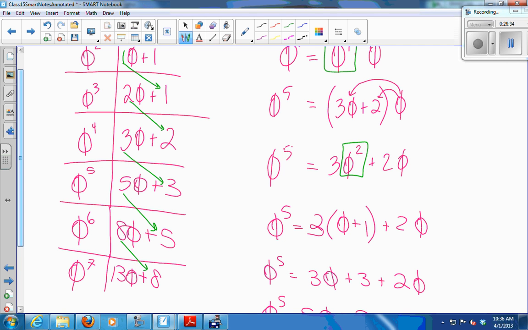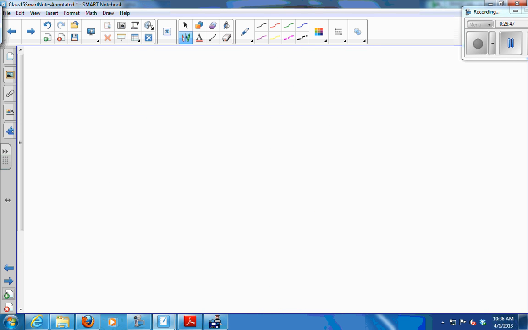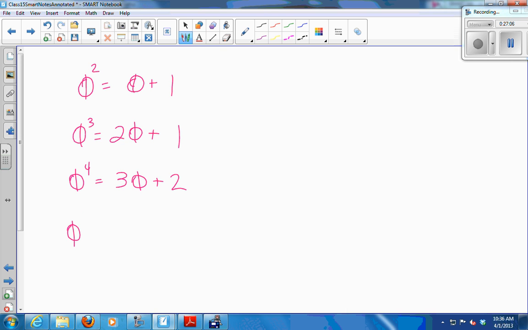I told you you would get sick of me showing you applications of the Fibonacci numbers, right? So let's rewrite this table again, because I'm going to try to write a formula for how to raise phi to a number using Fibonacci numbers. So let's see, I've got phi squared equals phi plus 1, phi cubed equals 2 phi plus 1, 3 phi plus 2, 5 phi plus 3, 8 phi plus 5. That should be good enough.